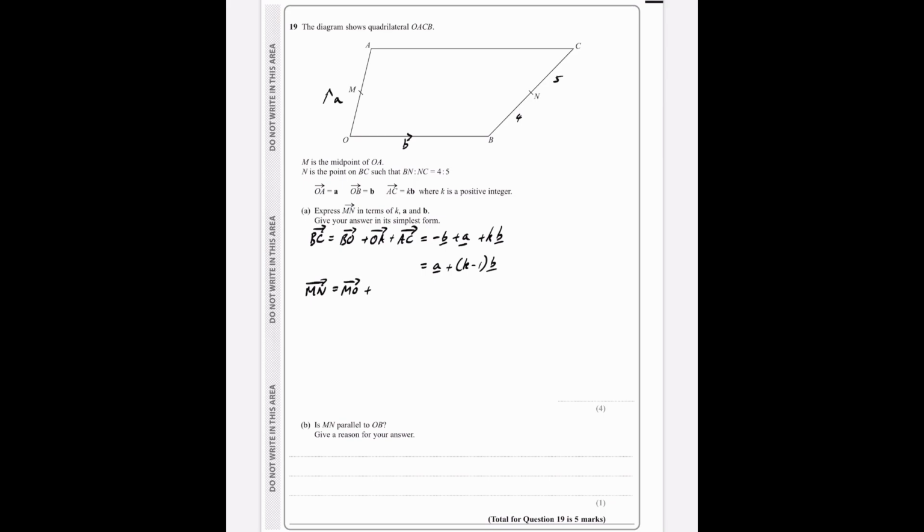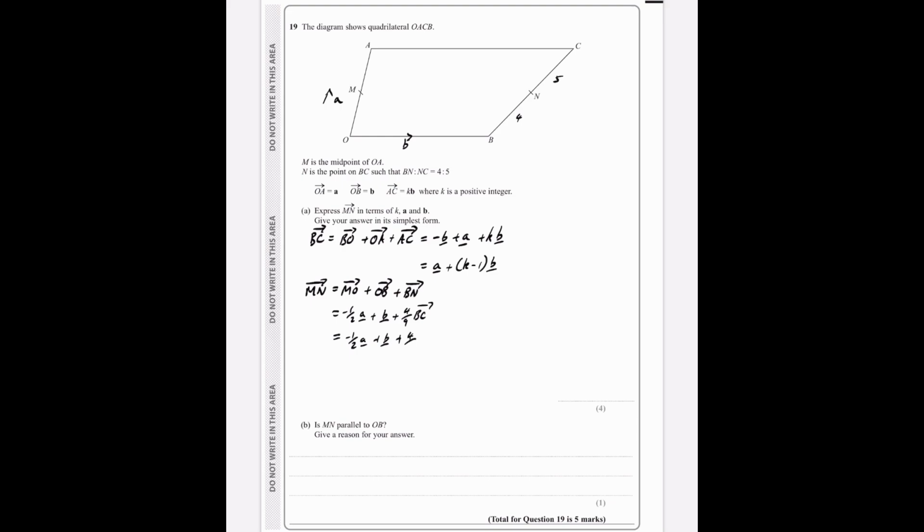Then M to N, which is the vector we're searching for. My pathway, I'm going to go from M to O and then O to B and then B to N. M to O is straightforward, it's negative 1/2 little a. O to B is straightforward as well, it's b. And then B to N is going to be 4/9 of B to C, because they're split in the ratio of 4 to 5. So simplifying all of that, we've got minus 1/2 a plus b and then plus 4/9.